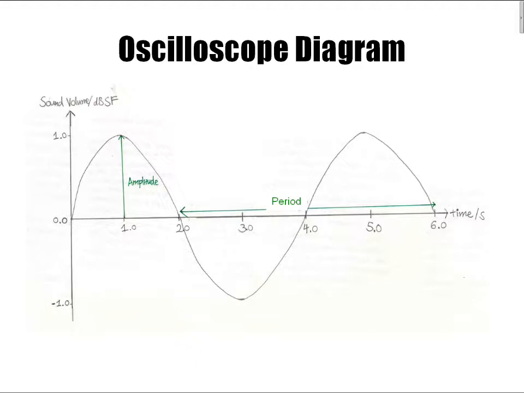As you can see from the diagram, the vertical distance from the time axis to the peak of the wave represents the amplitude. And looking at the values given on the axis, the amplitude of the sound wave is 1 decibel relative to full scale. Now as for the time period, it can be seen from the diagram that it is 4 seconds.